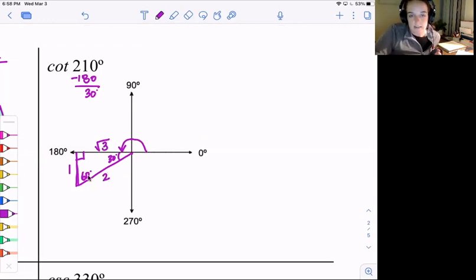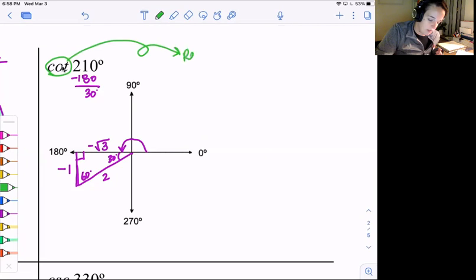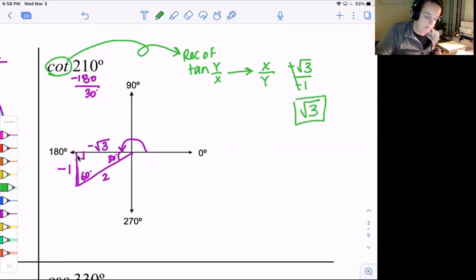Think quickly about your negatives. -1 because you're on the negative side of the y, negative square root of 3 for your x's. And we should start with cotangent. So we want to find cotangent. Cotangent is the reciprocal of tangent. Tangent is y over x. So we need x over y in this case. So our x in this case is the negative square root of 3. The y in this case is -1. So we get square root of 3. That's our answer.